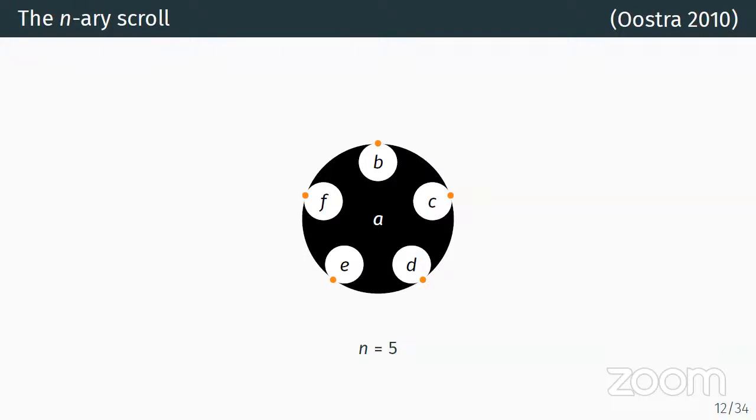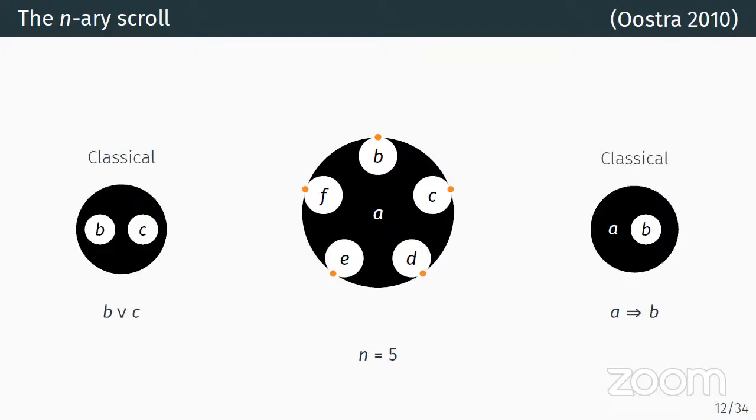Then we fast forward to 2010, and Ustra introduced the generalization of the scroll called the n-ary scroll, which is basically a scroll, but with any number of inside loops or nested cuts inside. Here, this is an n-ary scroll with 5 loops. If I want to interpret this logically, I can just combine my previous interpretations. If I have 2 nested cuts like this, B and C, I interpreted it as disjunction, here as implication like this. So I just combine the 2, and it gives me that the outer loop implies the disjunction of all the inner loops.